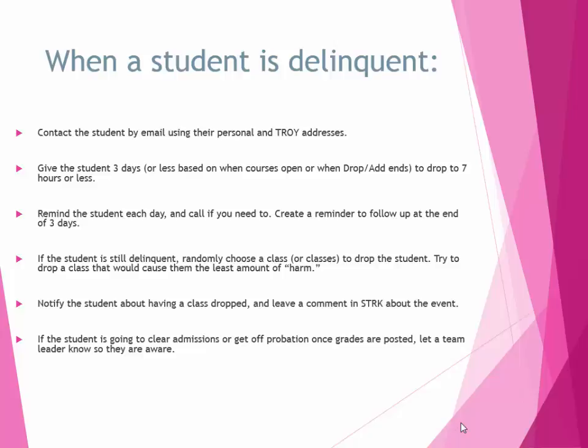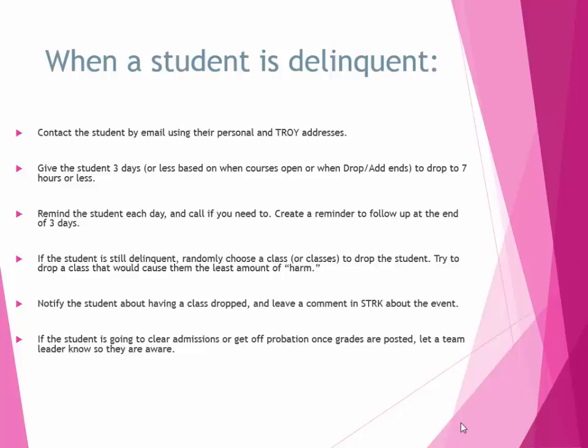And what I like to do is give them a time period of approximately 3 days and say, you have 3 days to drop these courses until you're down to 7 or less hours. And if not, I will go and randomly select one to drop for you. And a great thing that you can do to help yourself so that you don't forget is go into your Outlook calendar and create an event or a reminder so that it'll pop up and tell you when to go and do that.